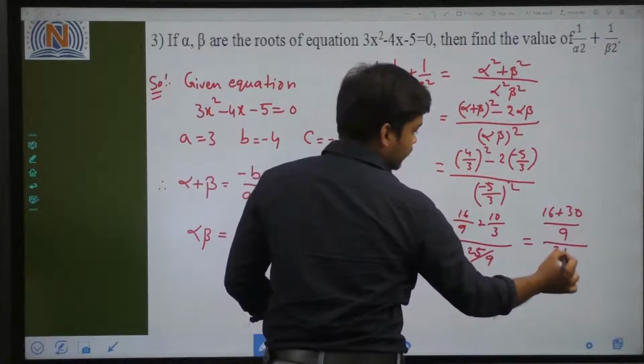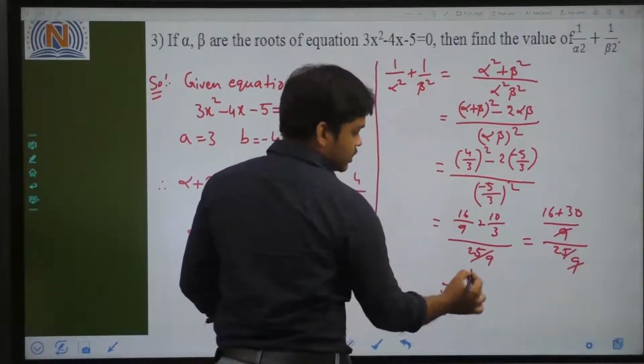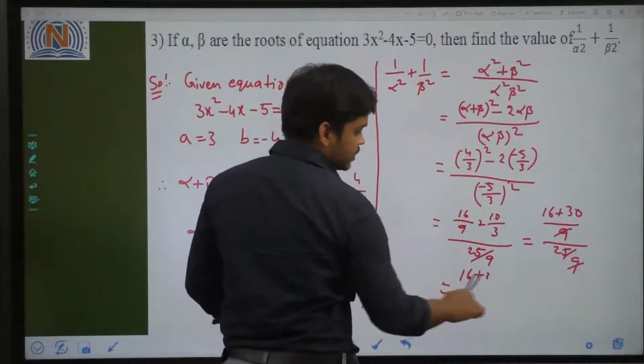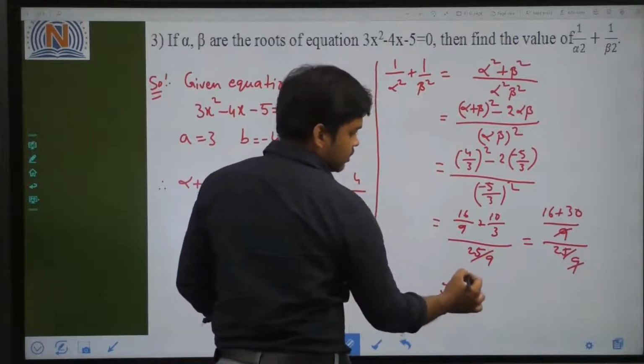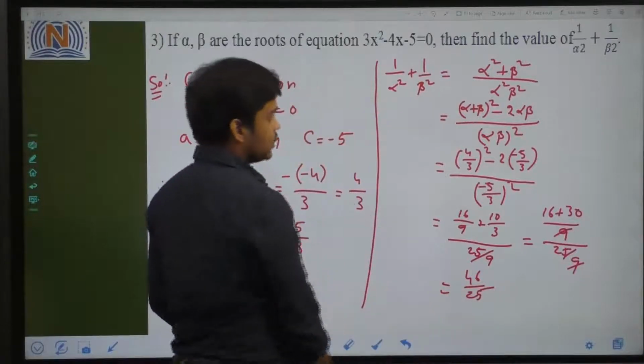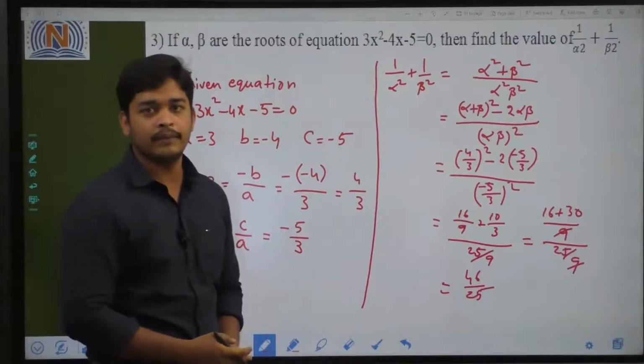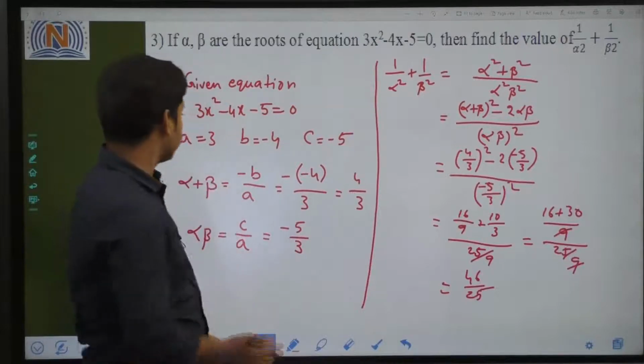By 25 by 9. Here 9 gets cancelled. What is remaining? So 16 plus 30 is 46 by 25. So here 1 by alpha square plus 1 by beta square value is 46 by 25. Now coming to the next question.